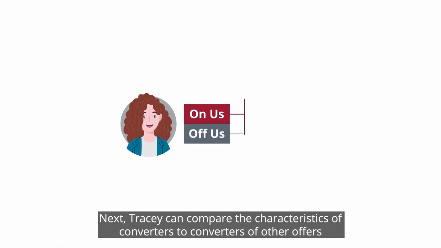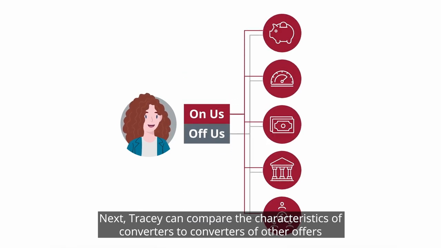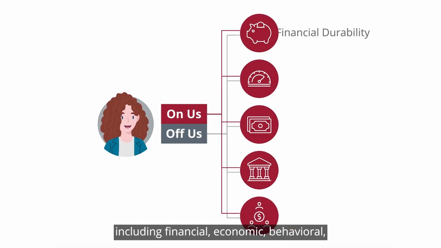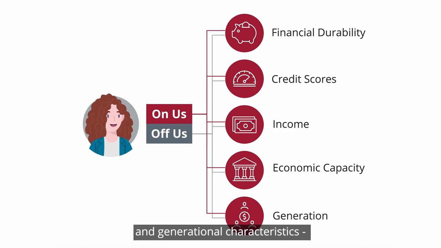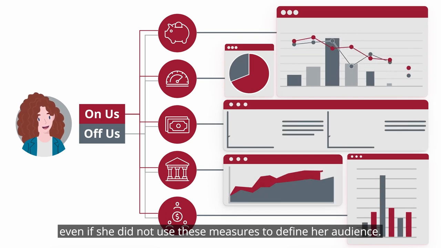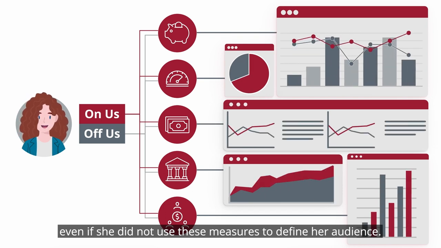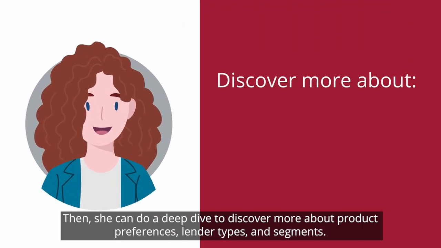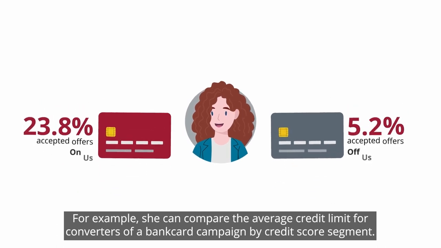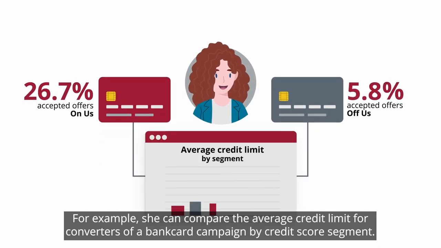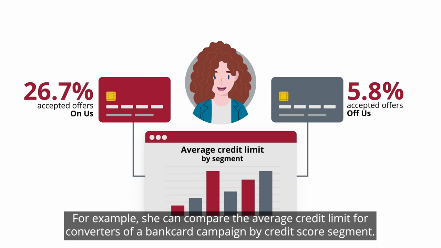Next, Tracy can compare the characteristics of converters to converters of other offers, including financial, economic, behavioral, and generational characteristics, even if she did not use these measures to define her audience. Then she can do a deep dive to discover more about product preferences, lender types, and segments. For example, she can compare the average credit limit for converters of a bank card campaign by credit score segment.